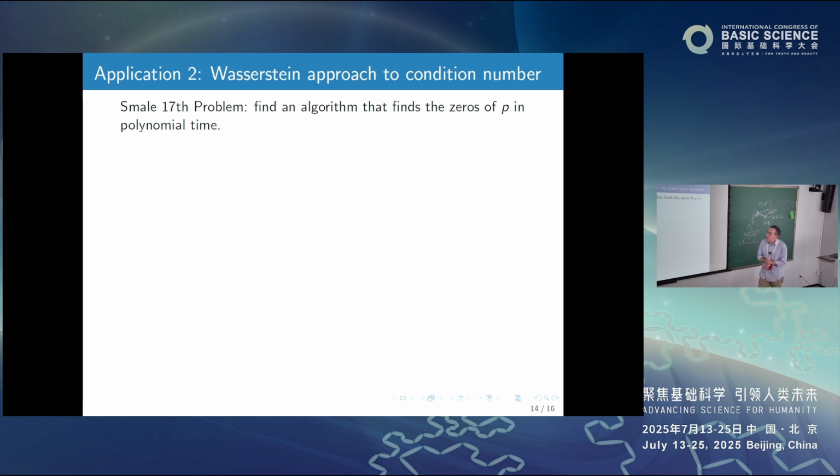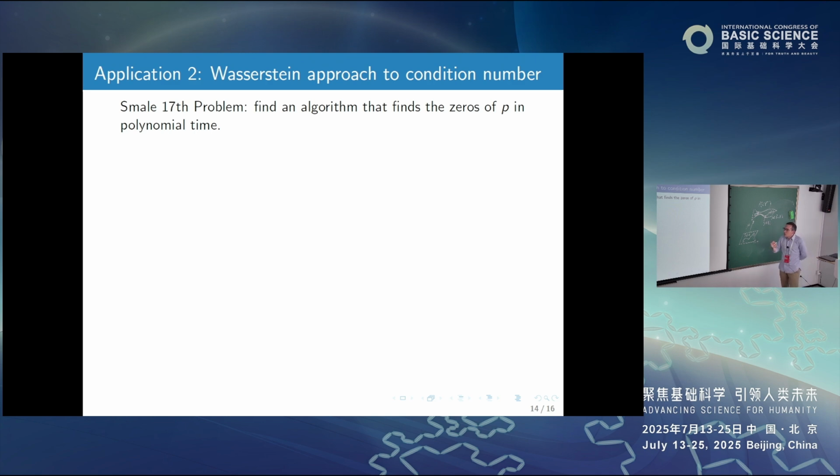So I just want to spend more time speaking about the second application, because it has to do with the special form of the energy that we have found. So a little step back. I want to say two words about this Smale 17 problem. It's one of the list of Smale problems, and you can also find it on Wikipedia. It asks for the following: to find an algorithm that finds zeros of P in polynomial time, where there are some caveats.